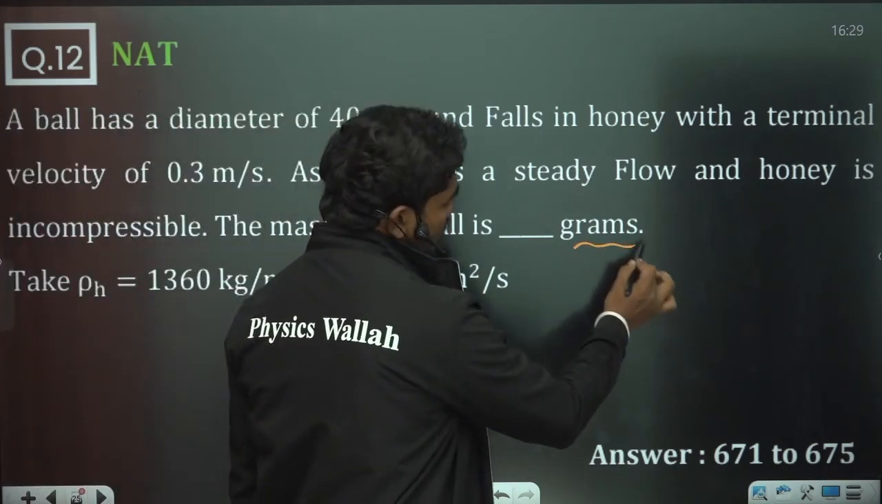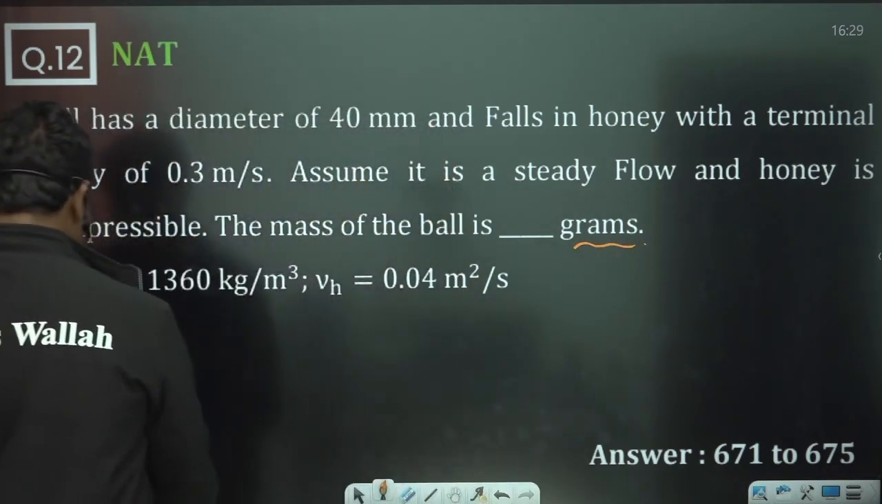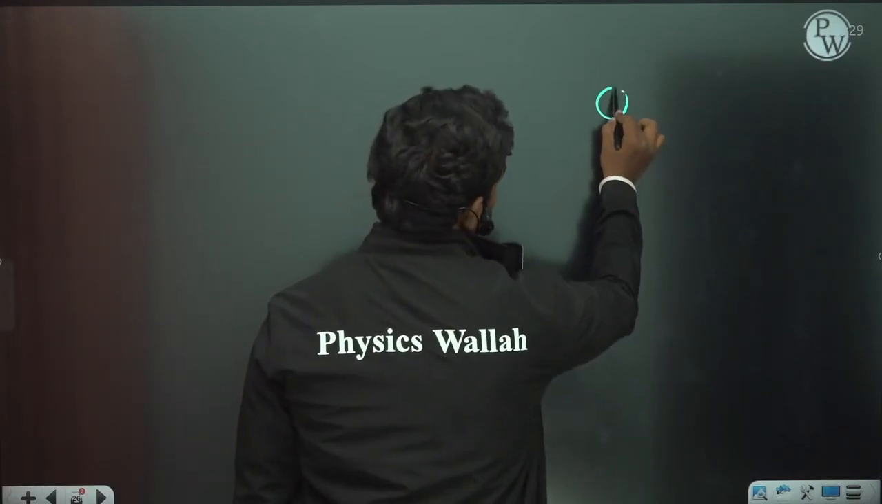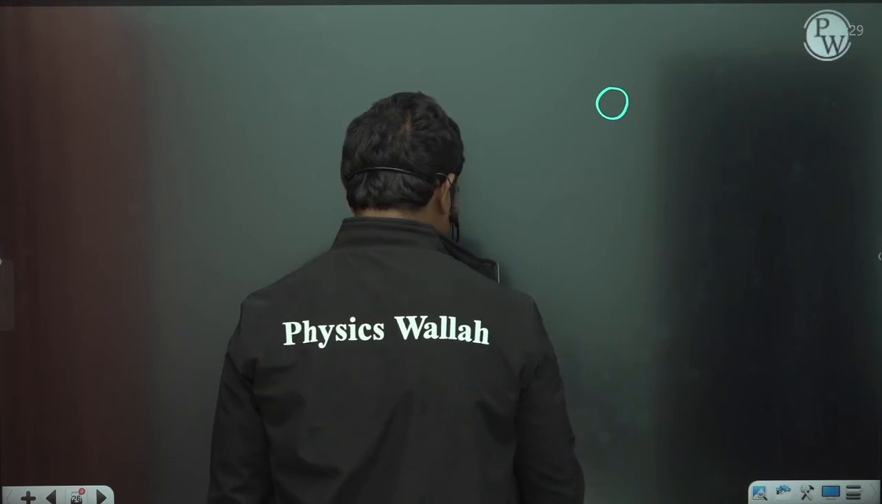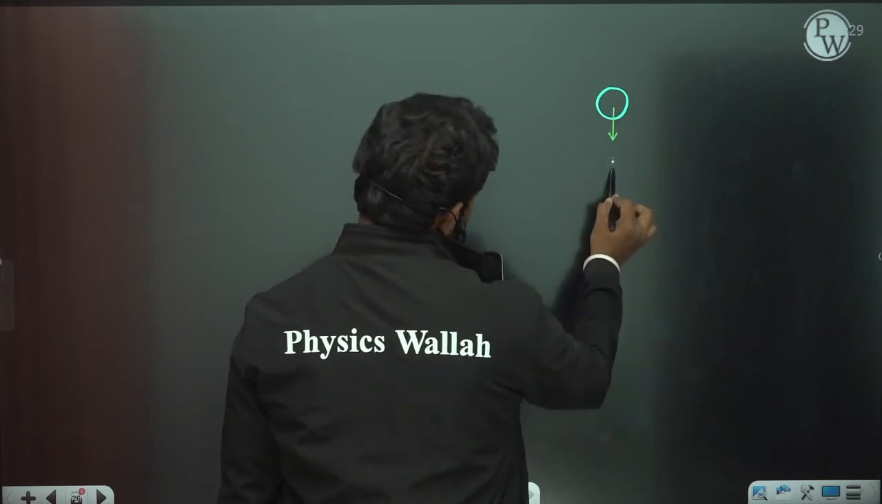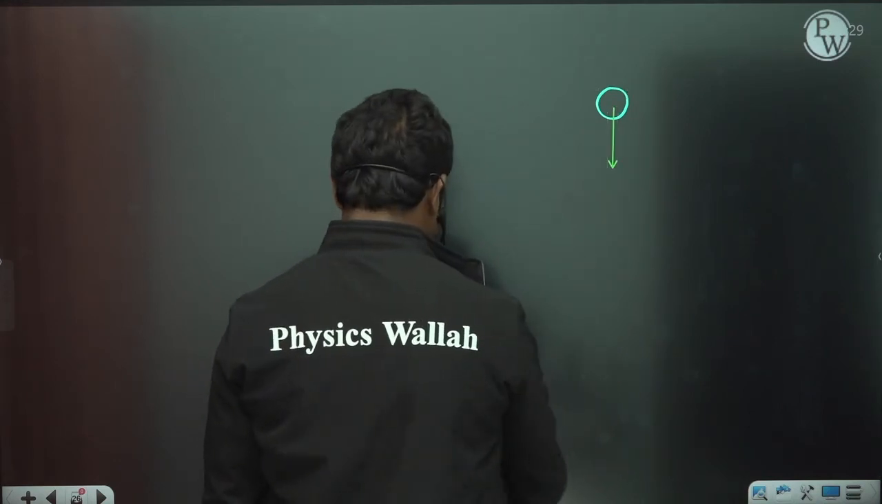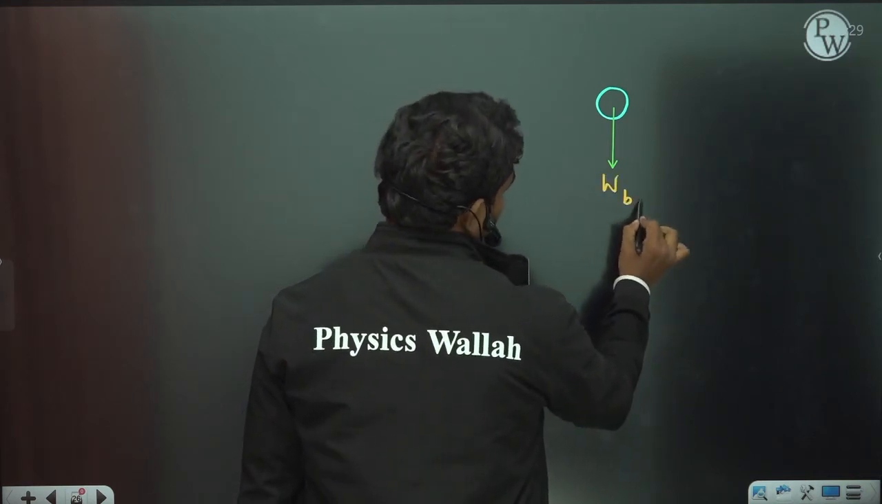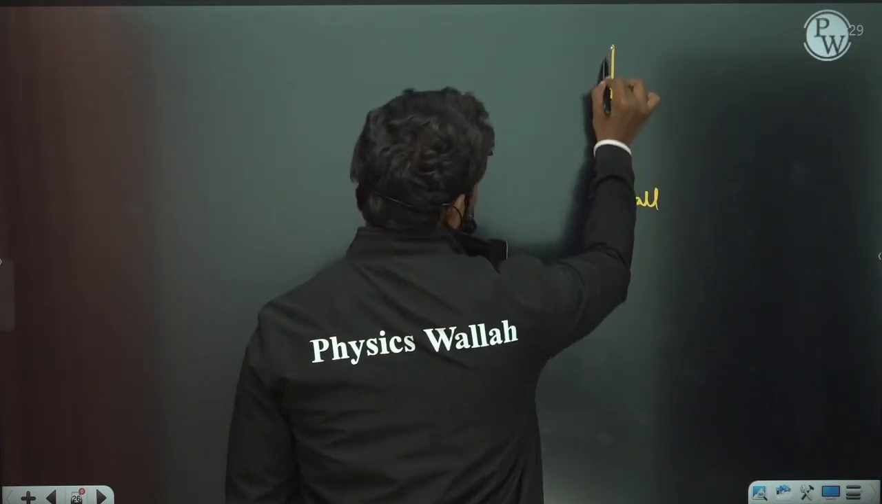Let us see what is the weight of the ball actually. Now if you see the motion of the ball, there is a ball like this. The weight of the ball will be acting downwards. So weight of the ball, W, acts downwards here like this. Now on this ball there is a viscous force.